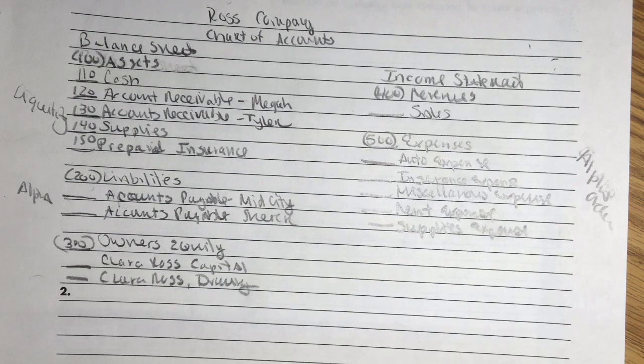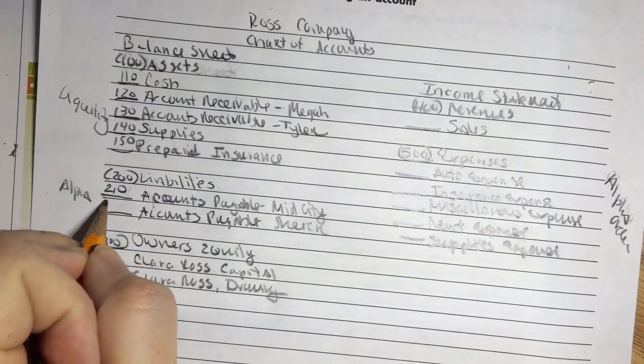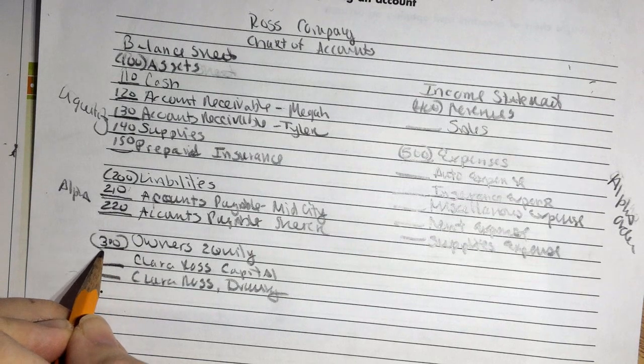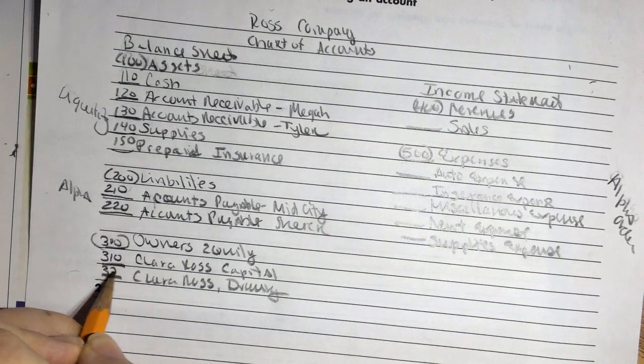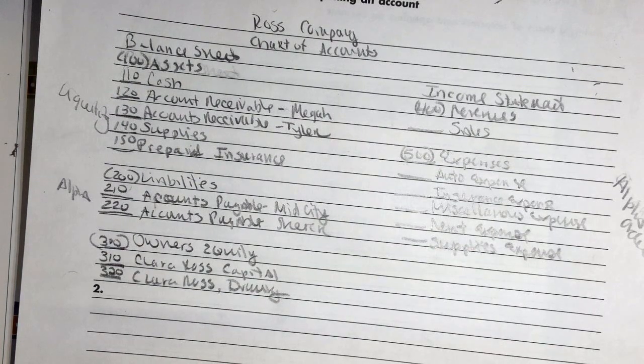It's pretty easy to do it that way. So for liabilities, it's going to be the same thing, except now we're starting with 210, 220. Owner's equity is 310, 320. Now, if I had more than one owner, I would just keep adding by tens. So if it's me and Colin who own the company together, I might be 310 and 320, and he might be 330 and 340. It's not a super huge deal.